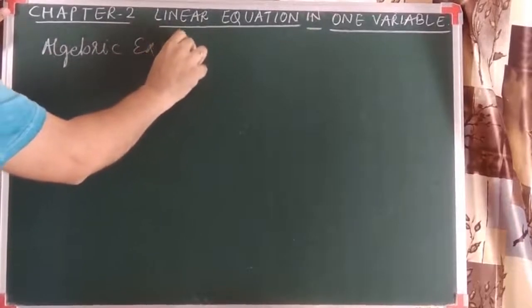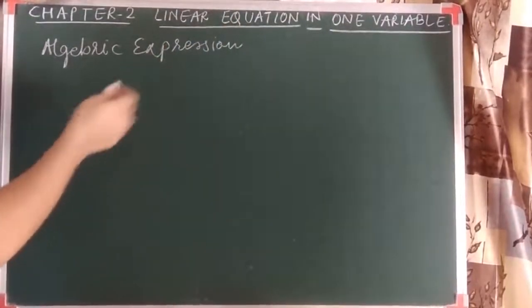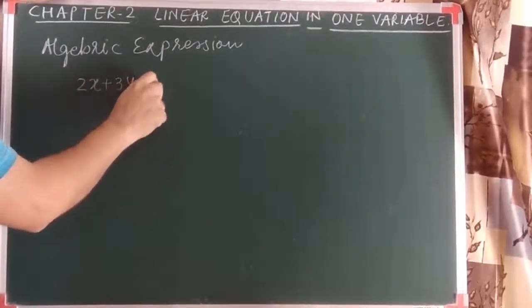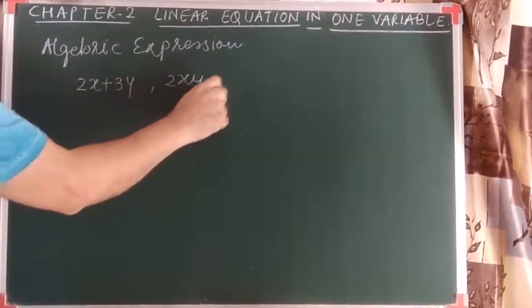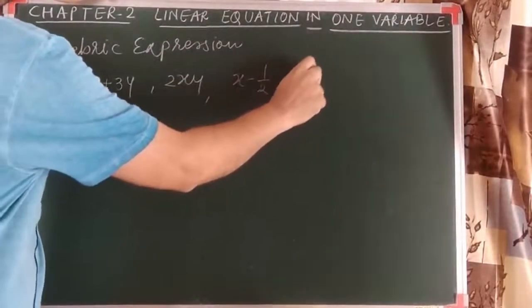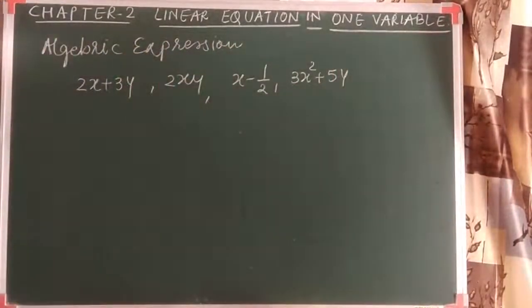If we recall the algebraic expressions, or we can say the equations, they are like 2x plus 3y, 2xy, x minus 1 upon 2, 3x square plus 5y. So these all are the algebraic expressions.